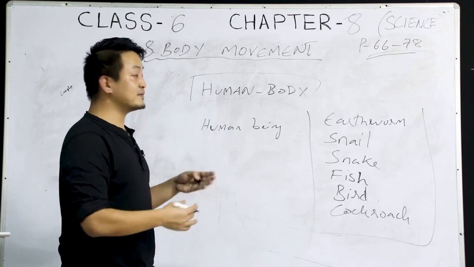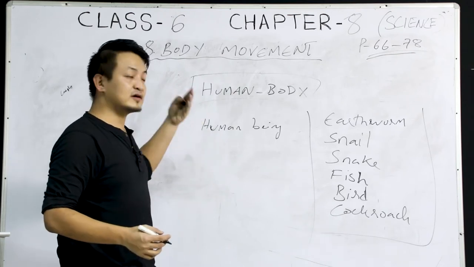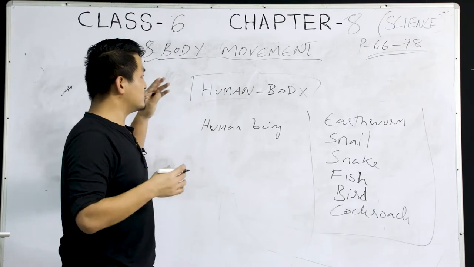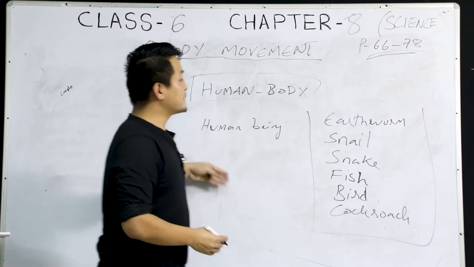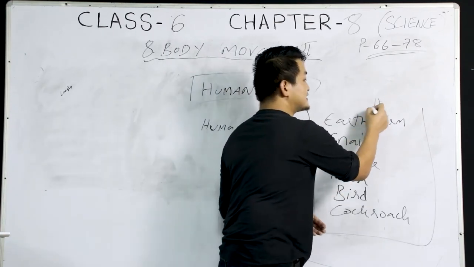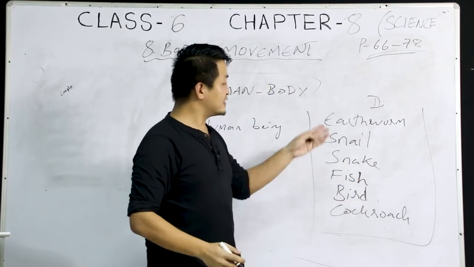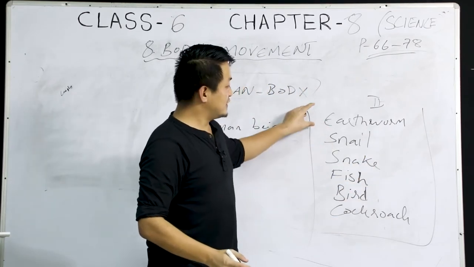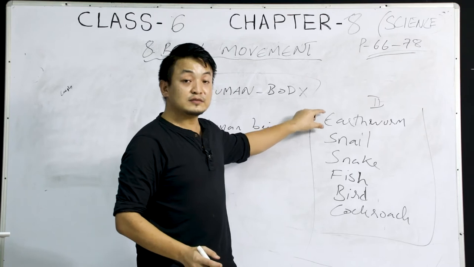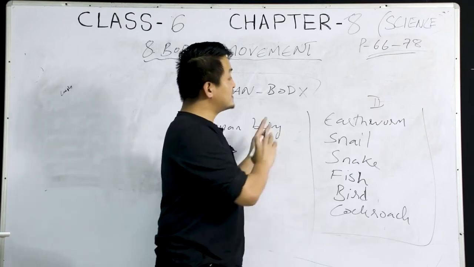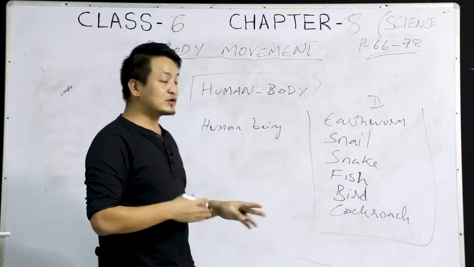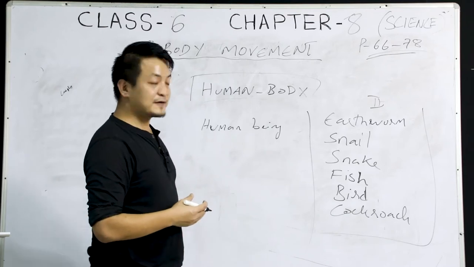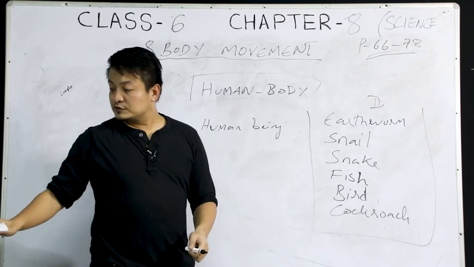which is exactly the same as what you have studied in class 5, so we'll not go into much detail. Clear? And the second part of this chapter will study the movements in other animals. So these are the names of the animals which we will study. I'm giving you a highlight of what we are going to study in this chapter. Clear?